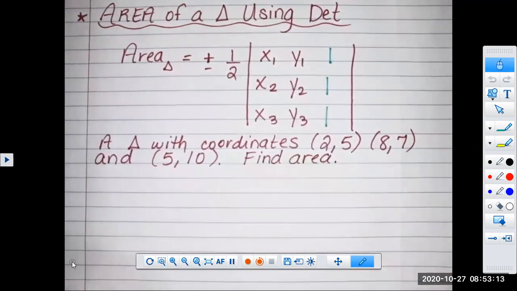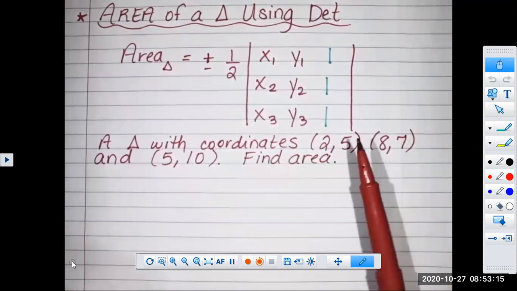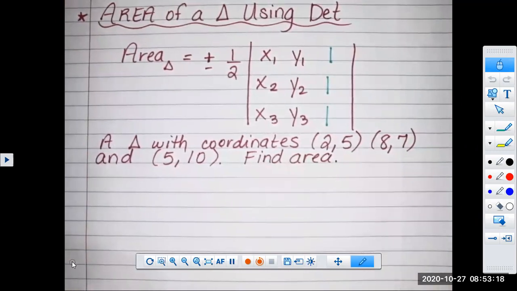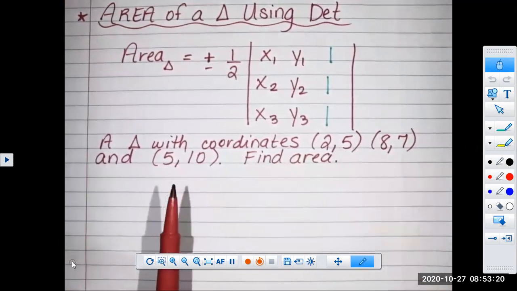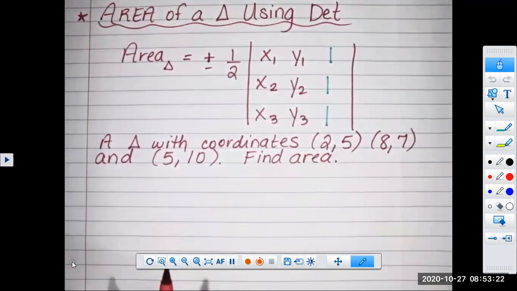Okay, so let's say I've got a triangle graphed in the coordinate system. You know that its vertices are (2, 5), (8, 7), and (5, 10), and find the area. First of all, you know the area can never be what? Good. Area can never be negative.